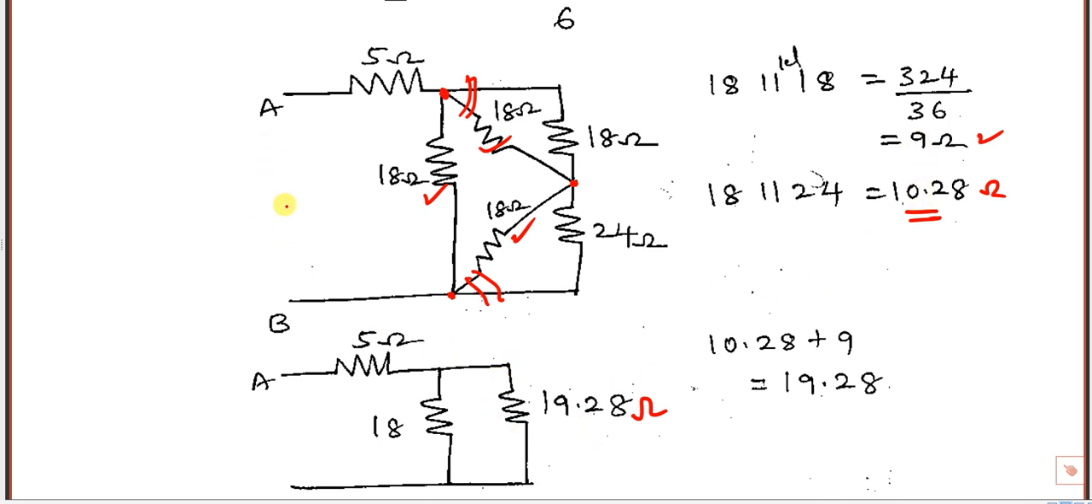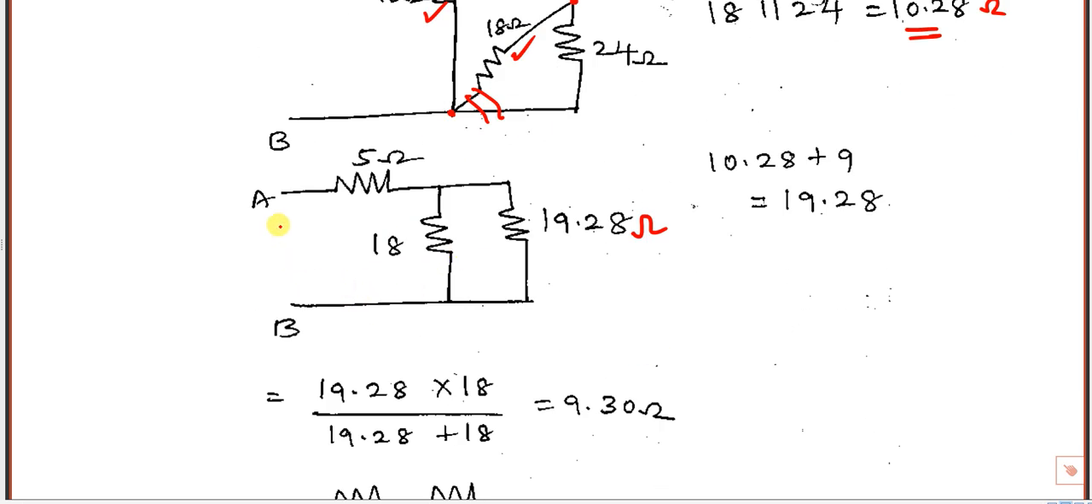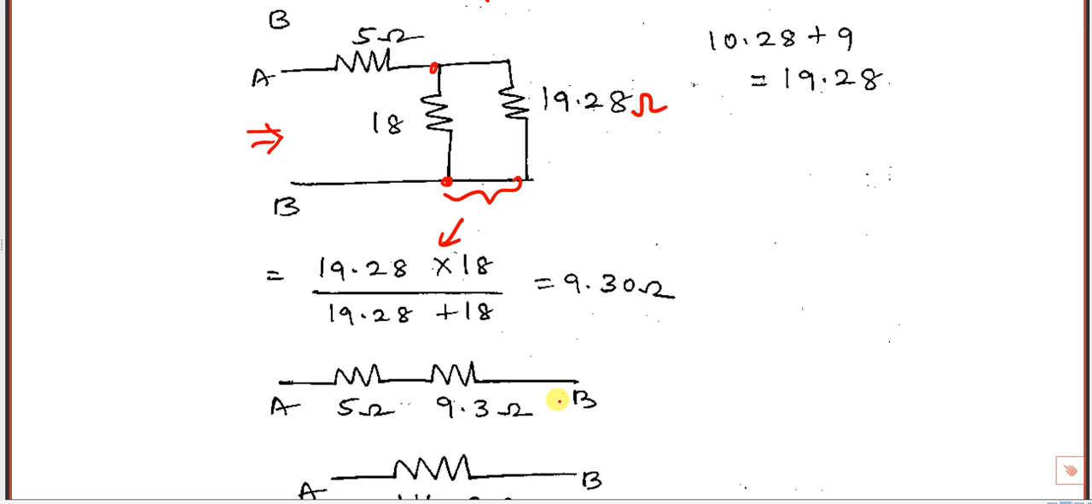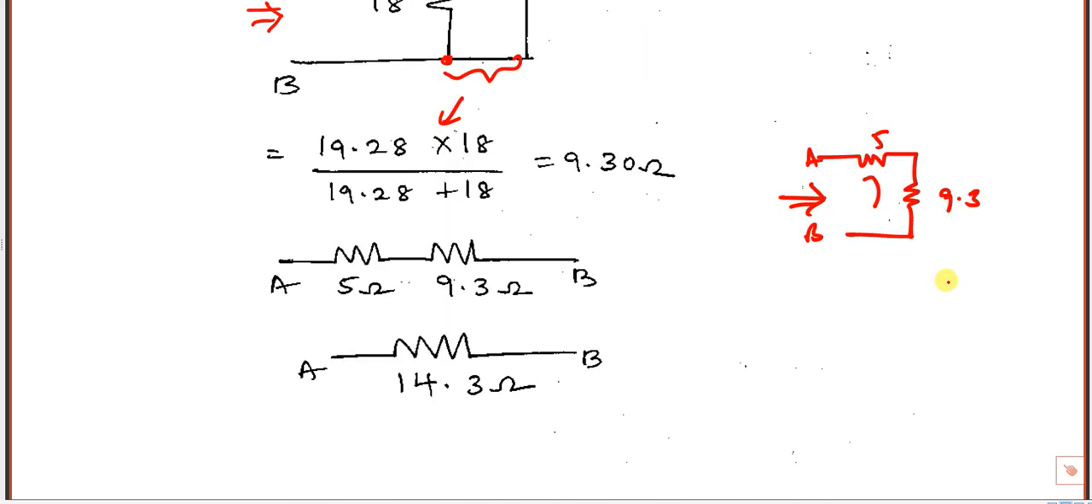Now we have to find the equivalent resistance between A and B, looking from this terminal. Here we have an independent 5, and between these you have a parallel combination of 18 and 19.28. The parallel combination is 19.28 into 18 divided by 19.28 plus 18, and we get 9.3. After that we have this 5 ohm and the equivalent of 9.3 between A and B. These two are in series, 5 plus 9.3, so 14.3 is the answer.